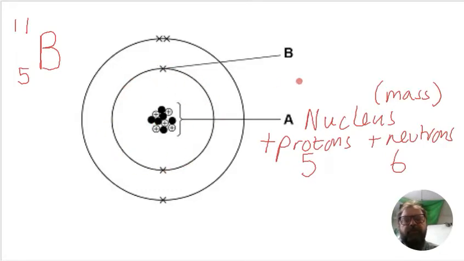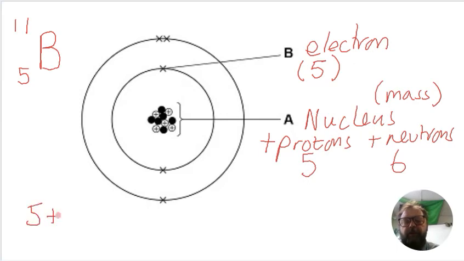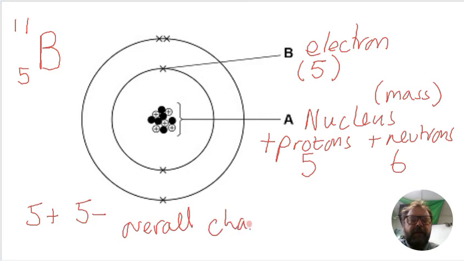holding the electrons. So B is pointing to an electron, and there are always the same number of electrons as there are protons. 1, 2, 3, 4, 5 electrons. So overall there are 5 positive protons and 5 negative electrons, which gives us an overall charge on every single atom is 0. The overall charge on an atom is 0, as there are the same number of positive charged protons as there are negatively charged electrons.